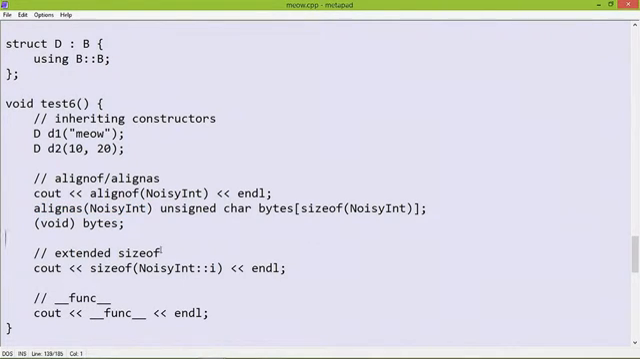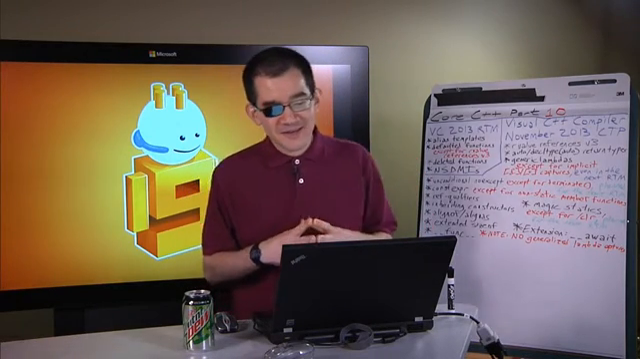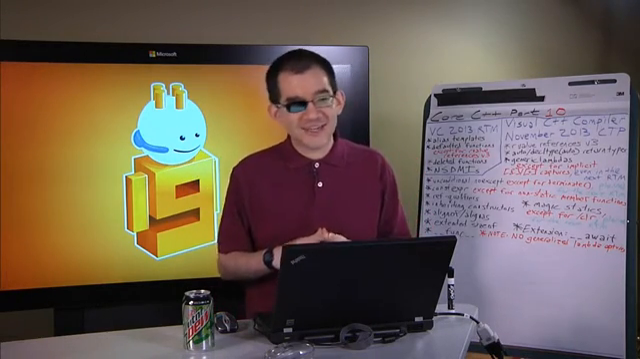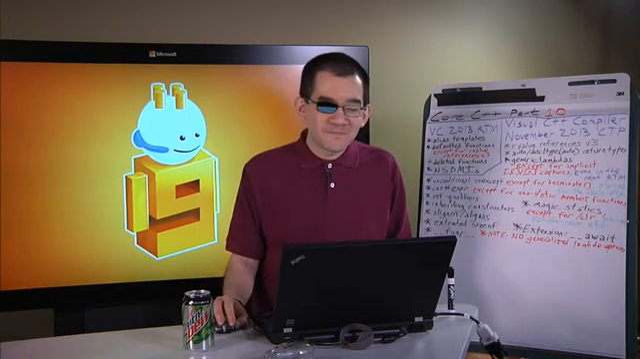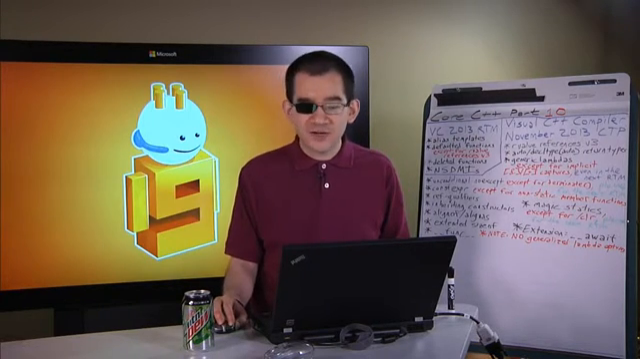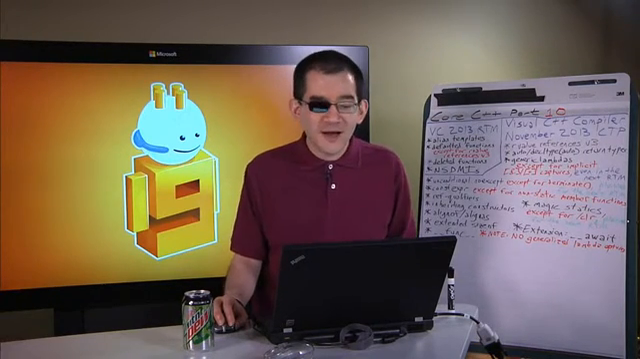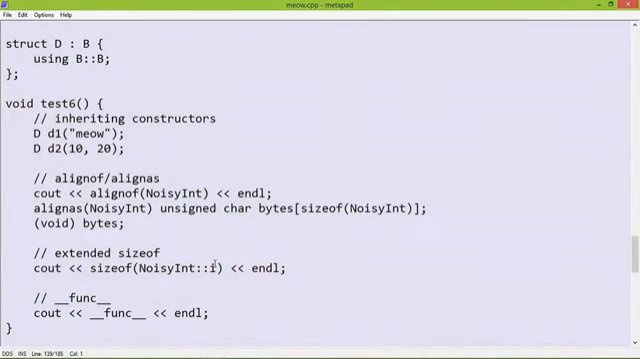A couple other minor features, extended sizeof. Turns out, going all the way back to C, but in C++03, if I have a struct, and I want to get the size of one of its data members, and I don't have an object of that struct handy, I couldn't say sizeof noisy int::i. This was forbidden. This restriction was kind of silly, and they noticed it, and in C++11 they fixed it.